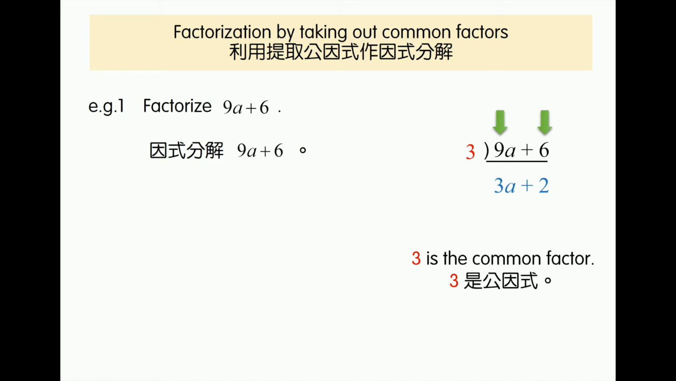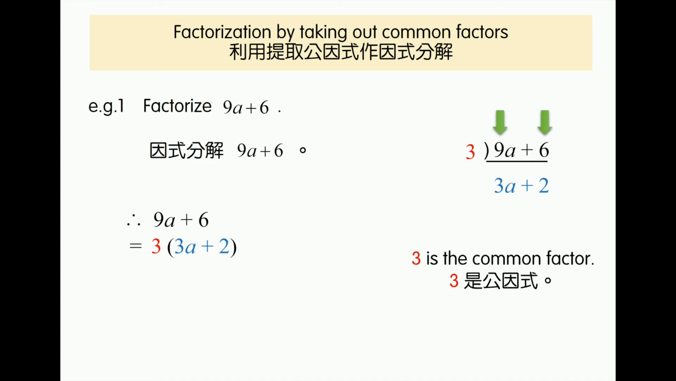How do we write the final answer? 9a plus 6, by our calculation, we can write the common factor on the outside and write down the remaining parts with a bracket. So after our factorization, it is 3 times 3a plus 2.